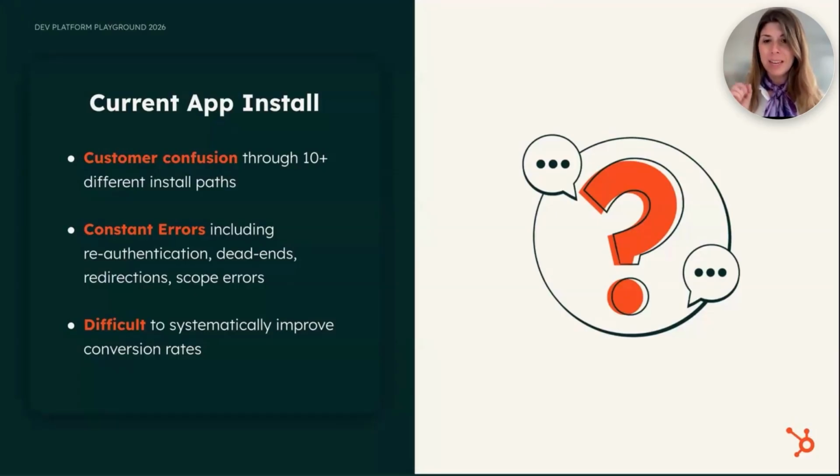And the kicker, even when it did work, there was no clear success state. Customers generally weren't sure install actually completed. That ambiguity is brutal for trust. From our side, with 10 different paths at play, it was nearly impossible to systematically improve things. You just can't optimize what you can't control.